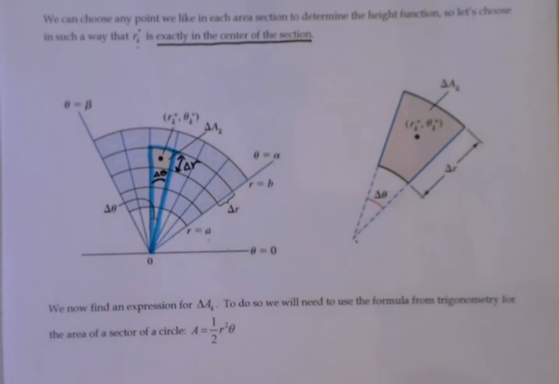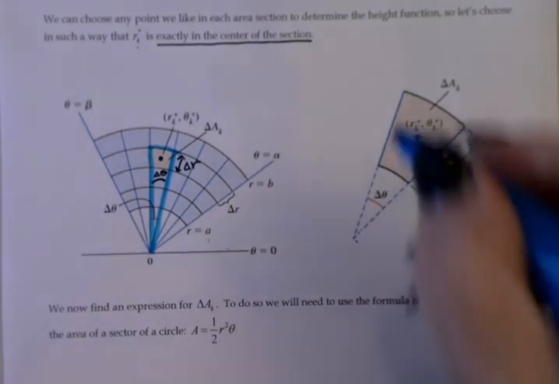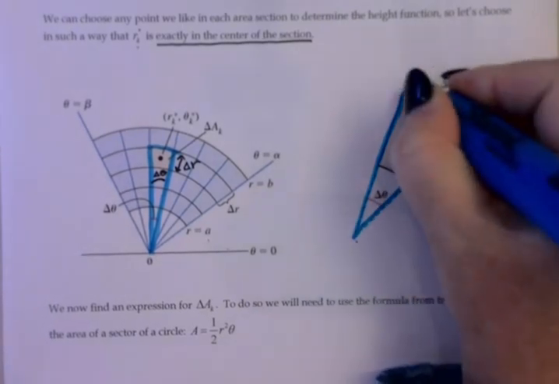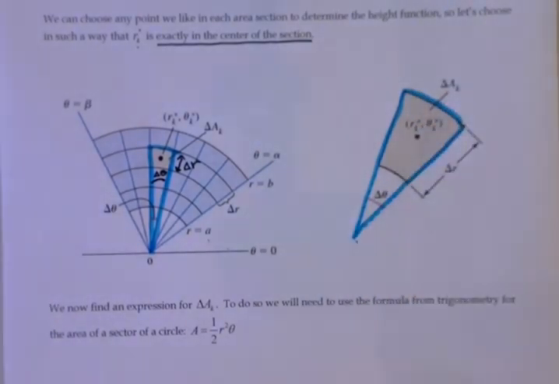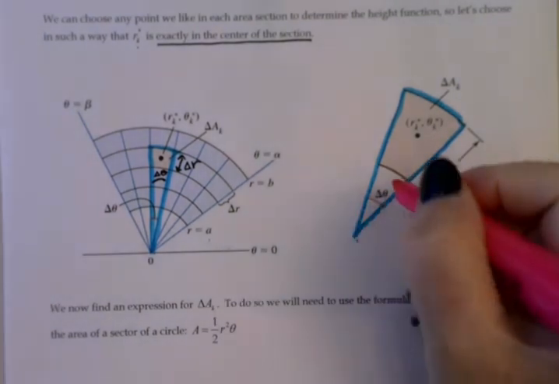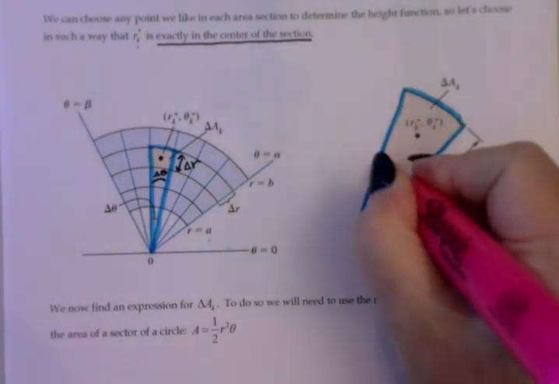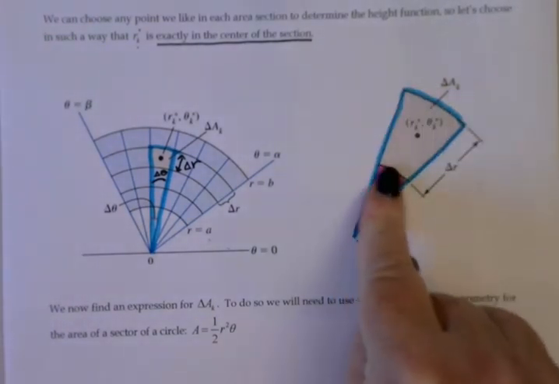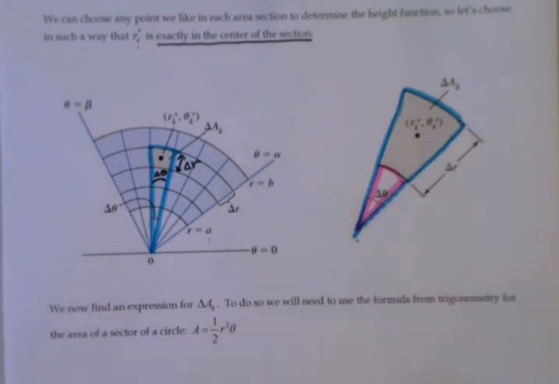What I'm going to do is think of this shaded part as being the difference between the areas of two sectors. I have the large sector overall, and then I also have a small sector in here. And if I take the area of this large sector and subtract the area of the small sector, I'll be left with my delta A k. So let's write that much down.